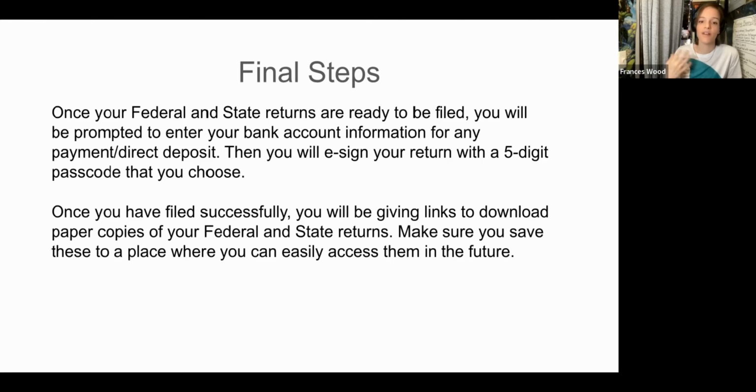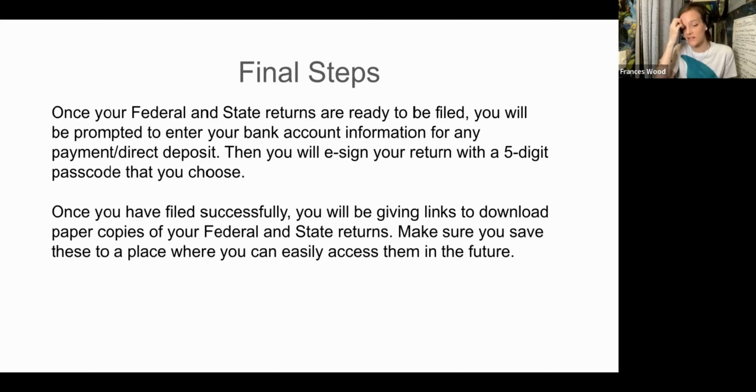And then they will give you a way to sign your return where you just make up a 5-digit password. I think the only thing it can't be is something like 5 zeros. You won't actually need it for anything else. It's just something you've chosen to show that you signed it yourself. It's a security thing. Okay, and once you have filed successfully, you'll be given links to download paper copies of your federal and state returns. So I would save those in a safe place. If you want to print them and save them as hard copies somewhere, that's a good idea too.